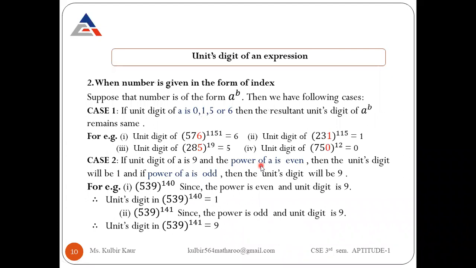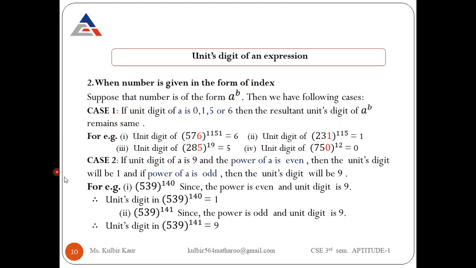Now let us move to the next slide. This is very important. Suppose we are given a number in the form of an index. It means now the number is not in simple multiplication or linear multiplication. We are given a number of the form a raised to power b, where a is the base and b is our index. Then how can we calculate their unit digit? There are different cases under this category.